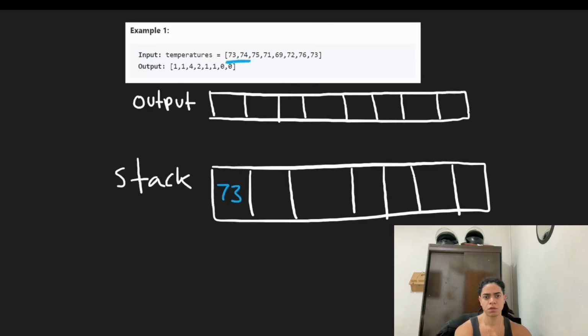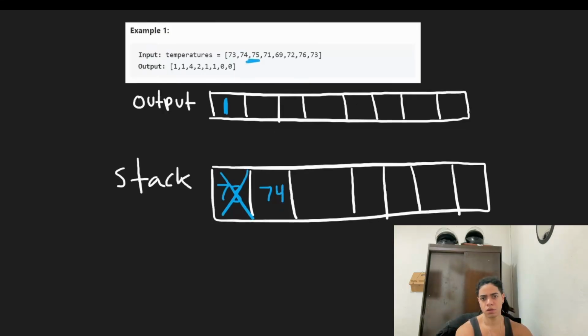Next, we're at 74. We're going to compare it to the top of the stack. 74 is greater than 73, right? What index did 73 occur at? At index 0. What index does 74 occur at? Index 1. So we take the difference, 1 minus 0. So it took us 1 position to find a value greater than 73, so we can pop 73 from our stack, and then 74 is going to be on the top of our stack now.